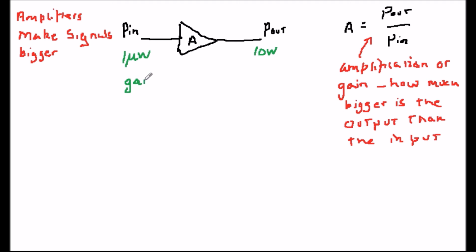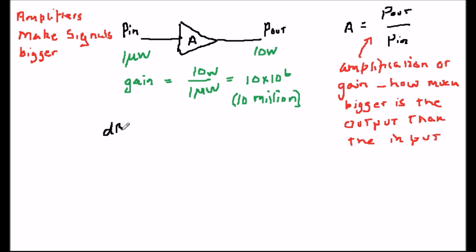We can't easily use prefixes as I've just discussed, because this would be written as 10 mega, but 10 megawatt, the amplification doesn't have a unit because it's watts divided by watts. So an alternative is to use decibels, abbreviated dB. dBs are used to express very big ratios or very small ratios, like the example we've just used. And they're given by the following formula. The dB is equal to 10 log to the base 10 of the ratio which we're trying to describe.